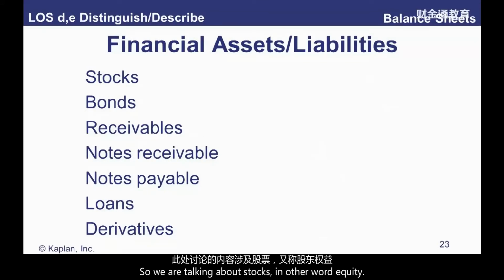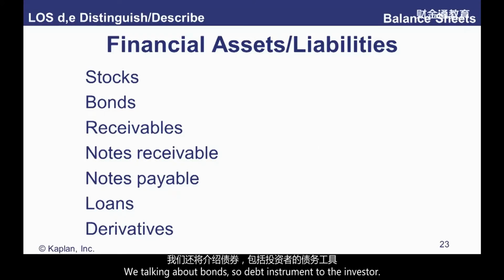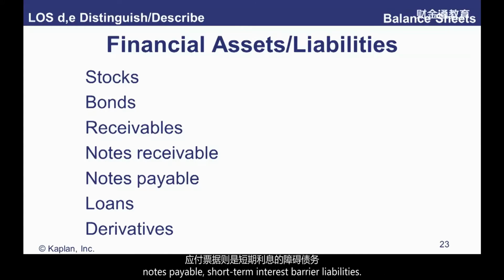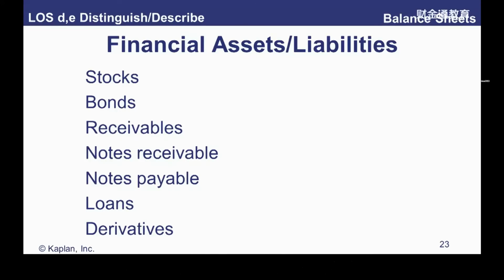So we're talking about stocks, in other words, equity. So we're talking about common stock and preferred stock, in other words, common shares and preferred shares. We're talking about bonds, so debt instruments that are sold to investors. Receivables, amounts that are owed to the company, essentially. Notes receivable, these are short-term interest-bearing assets. Notes payable, short-term interest-bearing liabilities. Loans from banks, essentially. And also derivative investments. So within derivatives, we're really talking about futures, forwards, options and swaps.